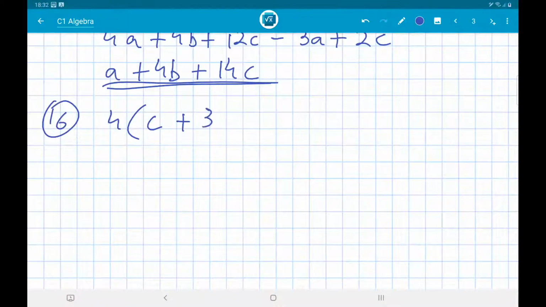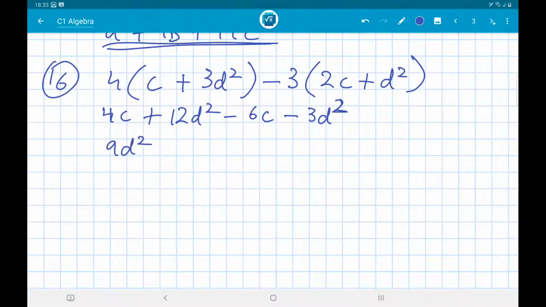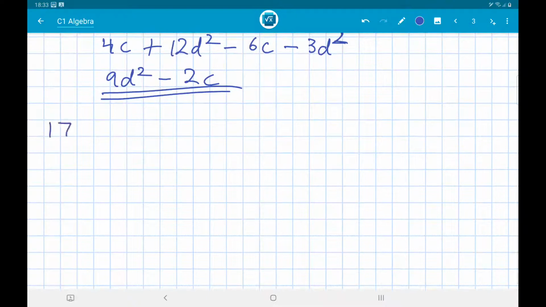16. 4C plus 3D squared minus 2C plus D squared. Okay. Again, expansion. First 4C plus 12D squared minus 6C minus 3D squared. I'm going to do the D squared first because it ends up with positive. So we end up with a 3, isn't it? So we get 9D squared. 9D squared minus 2C.